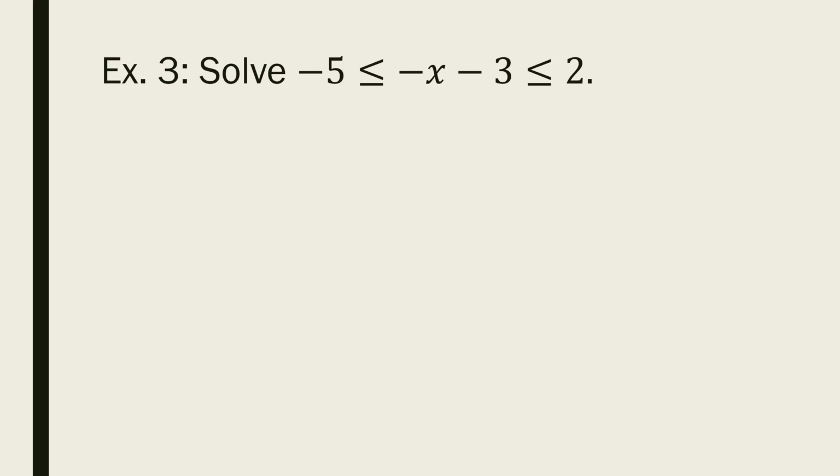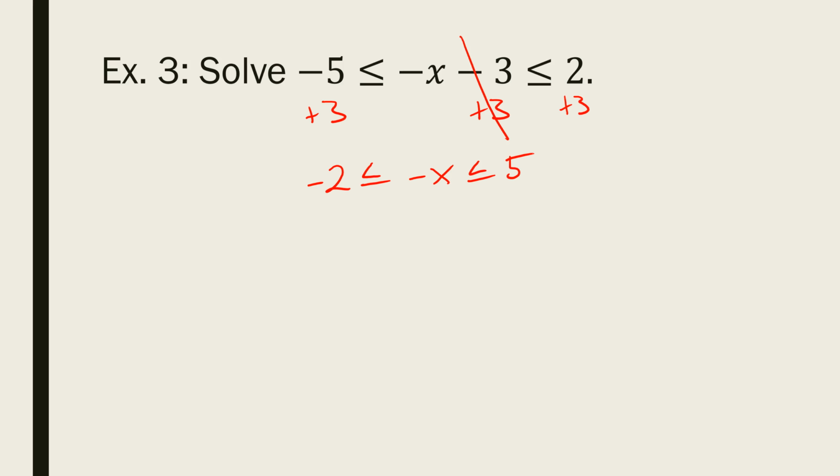Remember, our strategy is we need to isolate x in the middle. So I would cover up either side. Just look at the middle. Let's see, to isolate x, I'm going to need to add 3. So since I add 3 here to cancel, I also need to add 3 to both of the outsides. So on the left, I have -2. Now I just have -x left in the middle, and on the right, I have 5.